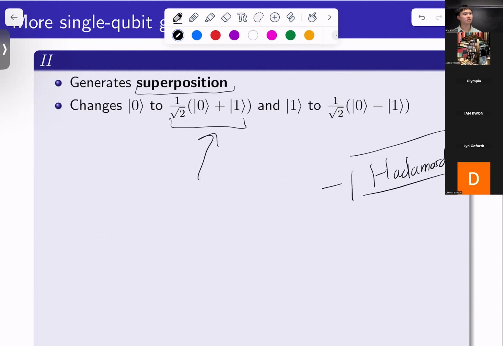Question? Is Hadamard the name of the guy who made the gate? Yeah. Okay. Wow, so narcissistic.